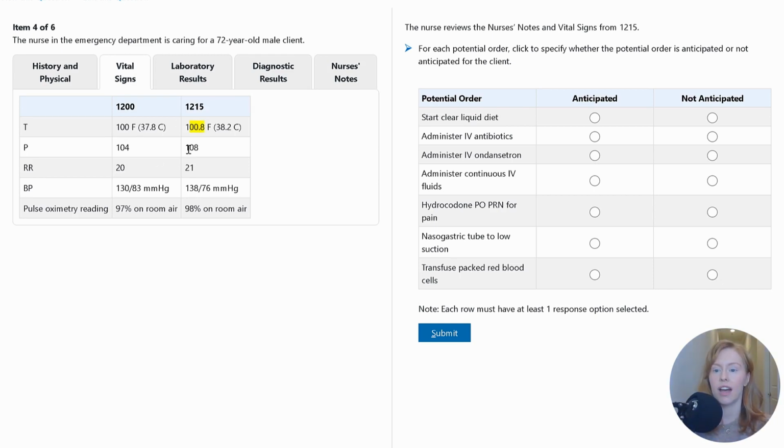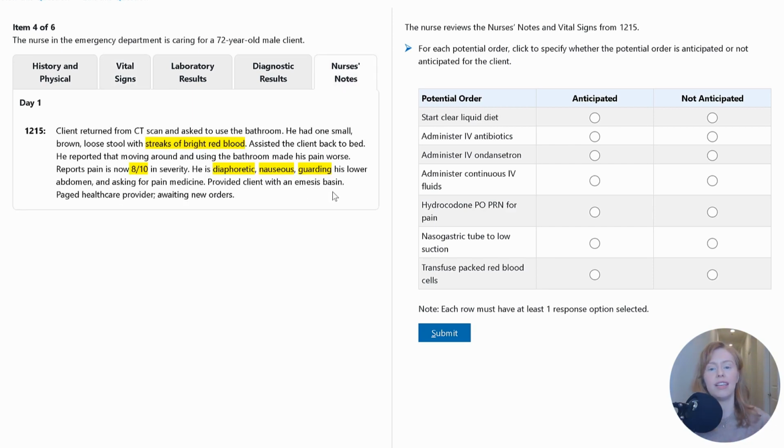His pulse is even higher. His respiration's a little bit higher, his blood pressure a little bit higher, but mostly the same. And then his pulse oximetry reading about the same. So remember, keeping our picture in mind, this elderly man now having severe abdominal pain, and he looks sick. In this description, he's diaphoretic, he's guarding his lower abdomen, he's holding an emesis basin. This is a very sick picture of a client with this severe abdominal pain. So keep that in mind.